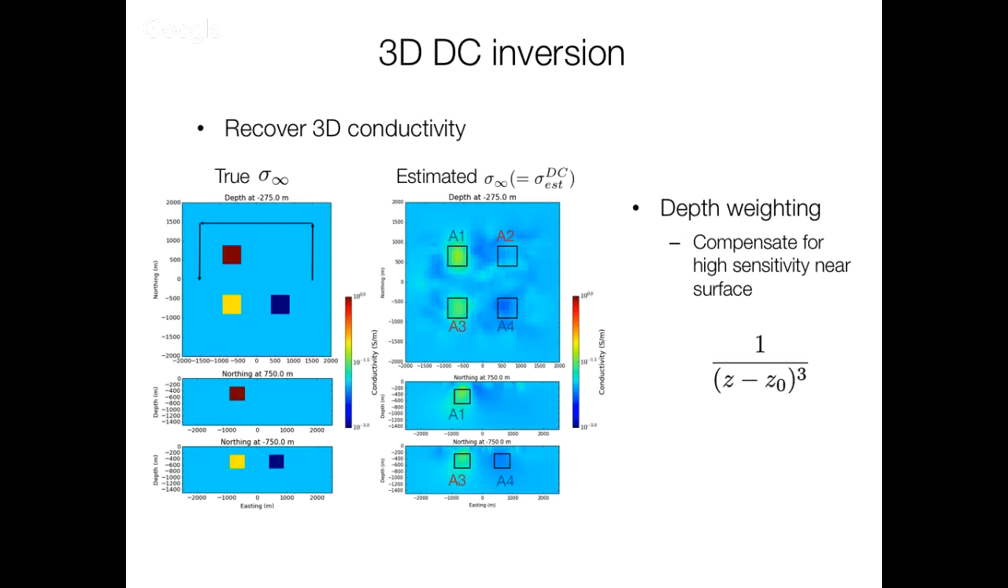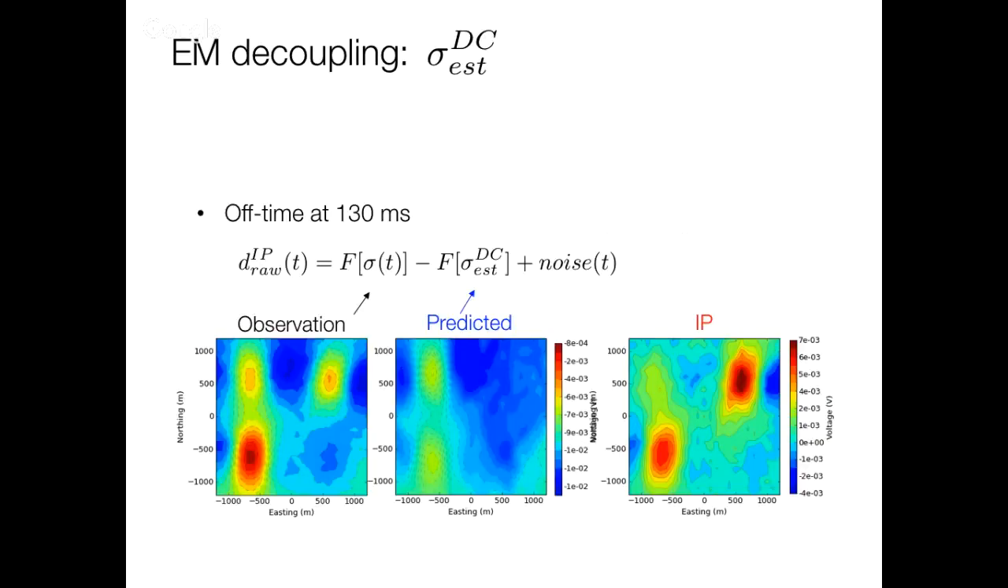So here's the 3D DC resistivity inversion. I showed you that yesterday. So we pick out the two conductors, there's the resistor. Have to use depth weighting, not bad. Good to go. And if we do the decoupling with that, here is now our predicted fundamental. We're using the conductivity from DC resistivity. So it gives us something that looks like this.